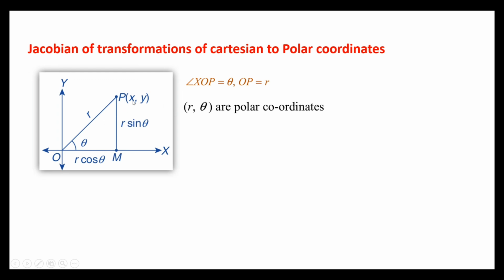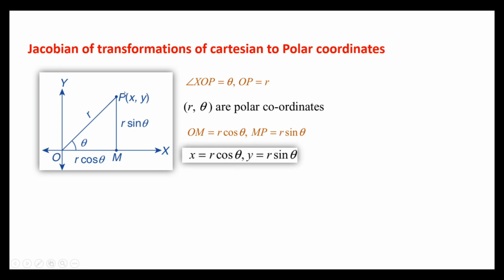Here the distance between O and M is r cos theta, MP is r sin theta. OM is equal to x here, therefore x equals r cos theta. MP is equal to y here, so y equals r sin theta. These are the relations between Cartesian and polar coordinates.